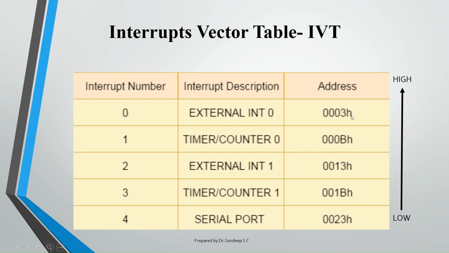Again here, if you see the difference between the two addresses, we have a very limited amount of memory to write the code. So what we can do is, at this particular address, we can use a jump instruction to go to some other location of the code memory, and then we can write the code there. That is, the ISR can be written there. So this is how we have an interrupt vector table.